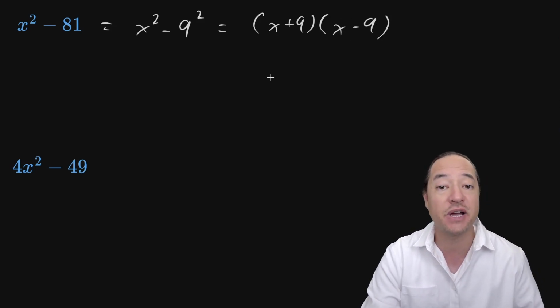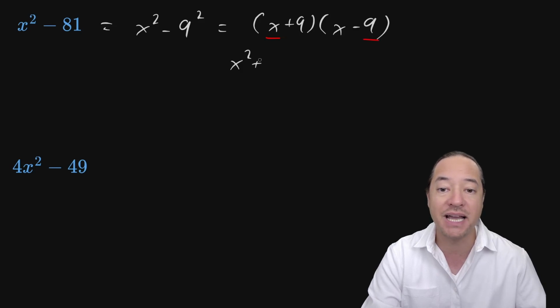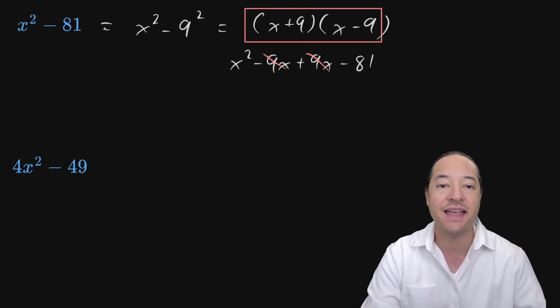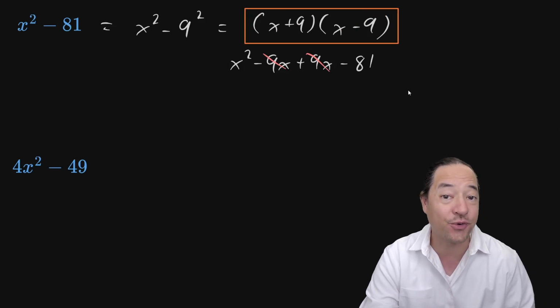Let's verify this by FOILing. First times first, we'll get an x squared. Next, we're going to have the outer times outer. That'll be actually a minus 9x. Inner times inner will give us a plus 9x. And then finally, 9 times negative 9 will give us a negative 81. Sure enough, these two cancel. This is x squared minus 81, and that means our formula works.